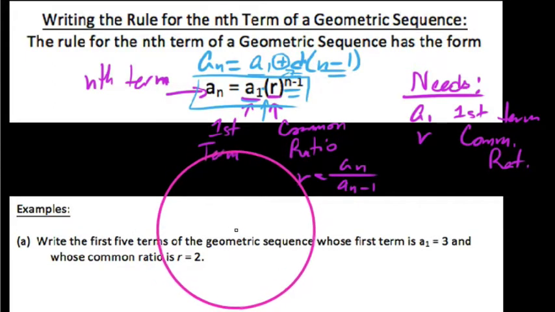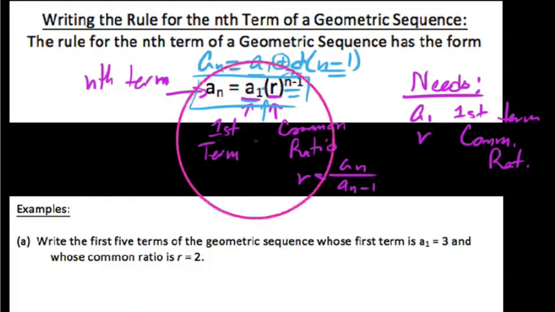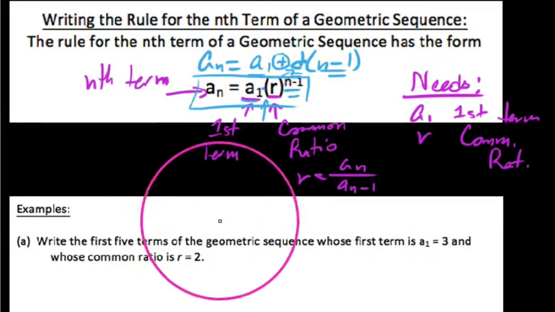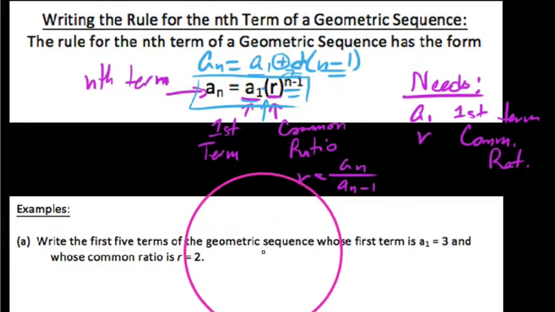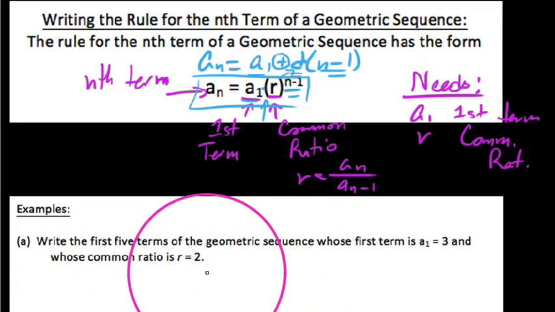So we're going to use this same kind of format in order to write the rules for geometric sequences. And actually, you could see how, given certain information, the first term and what you're multiplying by every time, you could come up with the rest of the sequence. We just want the rule. So like this first example says, write the first 5 terms of the geometric sequence whose first term a1 is 3, and we say the common ratio is 2.